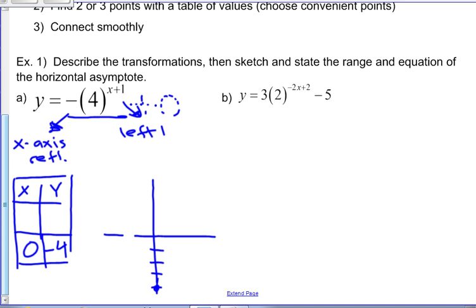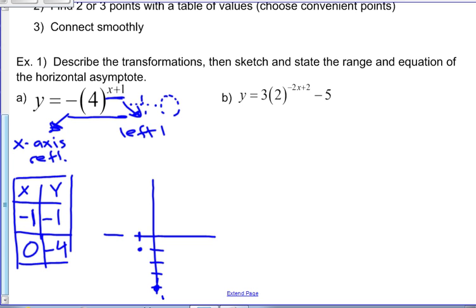I could pick 1 for x. Looking at it, though, I might find negative 1 more convenient. That means I'd have negative 4 to the power of negative 1 plus 1. That's just 0. 4 to the 0 is 1. Make it negative. You have this point, (-1, -1). Okay, now I know that the x-axis is an asymptote.